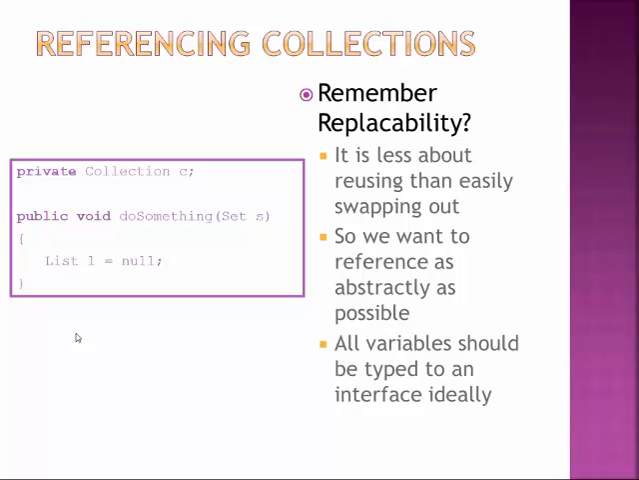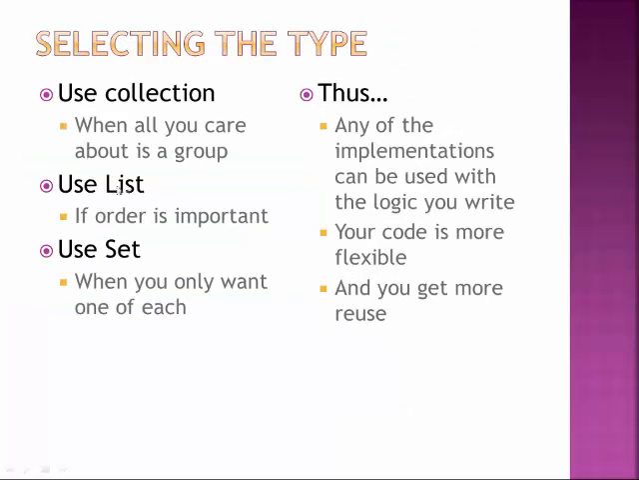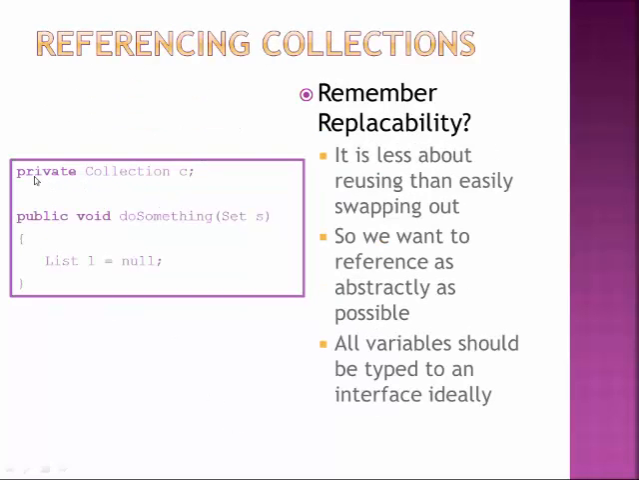We talked about this a little bit as we created a component. If we wanted to swap out the idea of I have a file, make it now into a database, make it now into a web service, I should be able to do that using interfaces. And the same thing is true with collections. So when I create a variable, it should be a local variable that points to a collection. It should be a parameter that points to a set. It should be a local variable that points to a list.